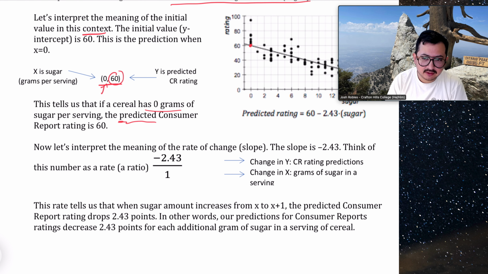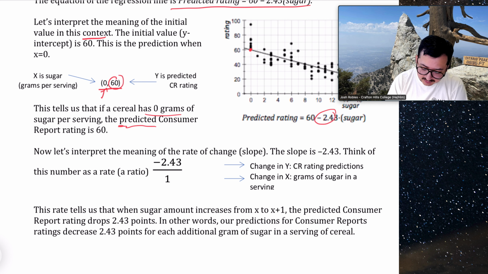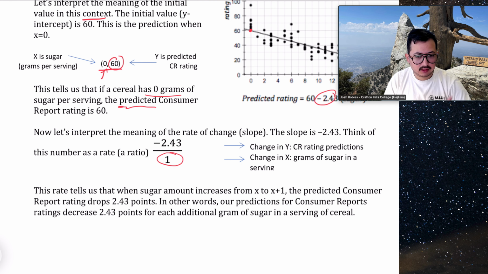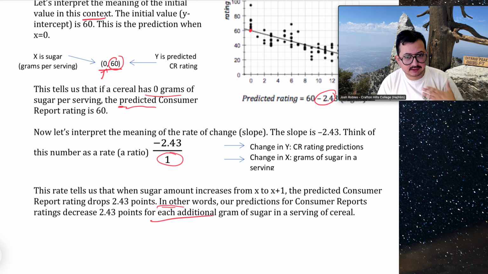All right, so our slope here is negative 2.43. What this tells us is, think about it as a fraction. Your rise would be negative 2.43 over your run of 1. We're always forcing it to be 1. And so in context words, in this phrasing, our predictions for Consumer Reports ratings decrease 2.43 points for each additional gram of sugar in a serving of cereal. That is a phrasing that explains it in words that most people can understand. All right, and I think we have a few examples on the next page, and we'll try one of them.